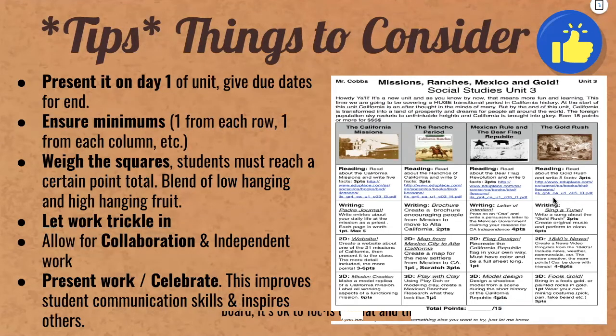And then let's say there's a particular activity on the Gold Rush column, but you want to apply it to the Mexican rule column. You can allow for that flexibility. It's up to you. You want to ensure minimums. So you might say, okay, everyone has to have at least one thing done on each section and one thing done for reading, writing, 2D and 3D. So you have to do one of each and one of each column.